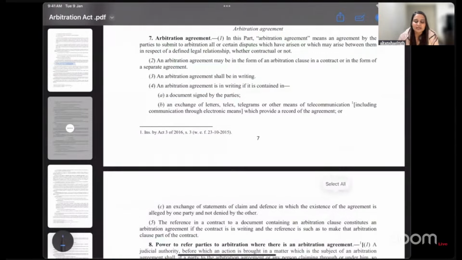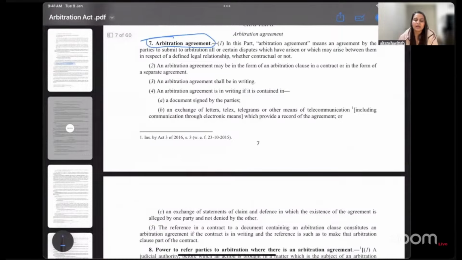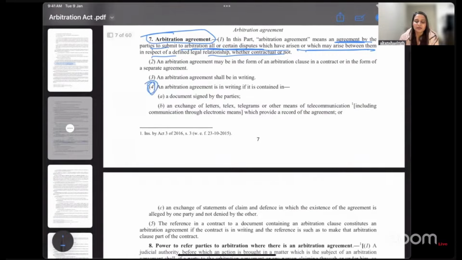So we have section 7 to substantiate and for us to understand that arbitration agreement means an agreement by the parties to submit themselves to all or certain disputes which have arisen or which may arise between them for a defined legal relationship, contractual or not. Now, I quickly spoke about this because this is not where we have to stop.